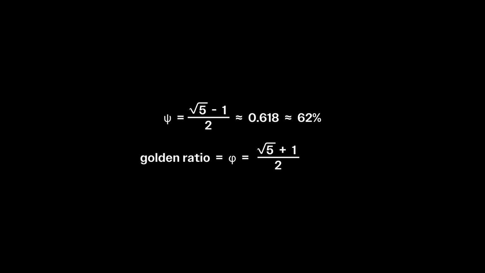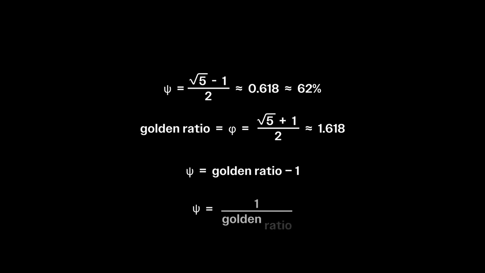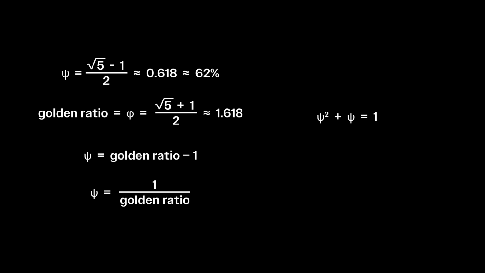Remember, the golden ratio is the square root of 5 plus 1 over 2, about 1.618. Our number psi is the golden ratio minus 1. It's also 1 over the golden ratio. For that reason, it's sometimes called the small golden ratio. Where did we get psi in the first place? It came from this quadratic equation. That quadratic in turn came from this cubic. Let's remember that equation. Since psi is about 62%, it matches our computer simulation well, but we still need a proof that it's the answer.